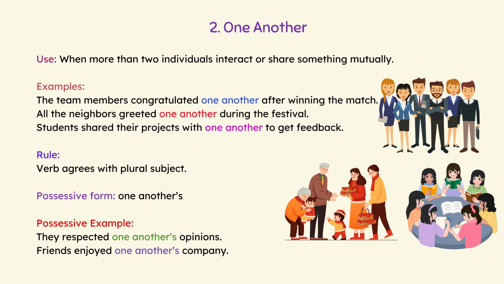Rule: the verb agrees with the plural subject. Possessive form: one another's. Possessive examples: they respected one another's opinions. Friends enjoyed one another's company. Tip to remember: one another is used for more than two people, and possession is shown with one another's.